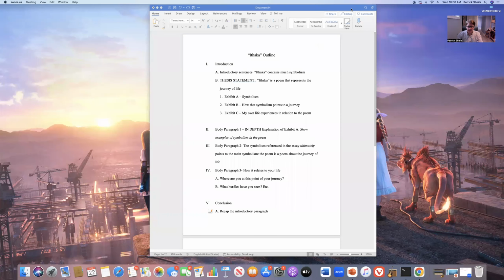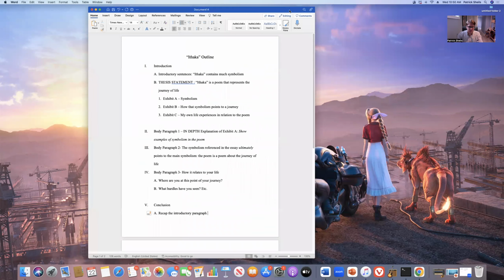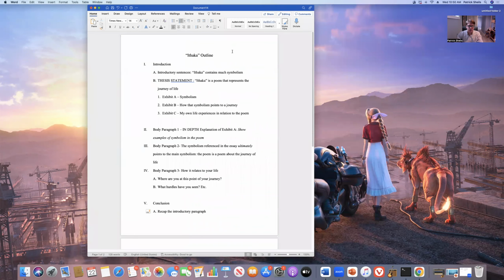Okay, here we go. I hope you guys can see this well. So we have here the Ithaca outline. You're going to start off. I like to use Roman numerals because they help organize things better for me. And typically when you're writing an outline, Roman numerals are the preferred way to go about it. Call me old school, but I find that they're the most effective to help me remember.